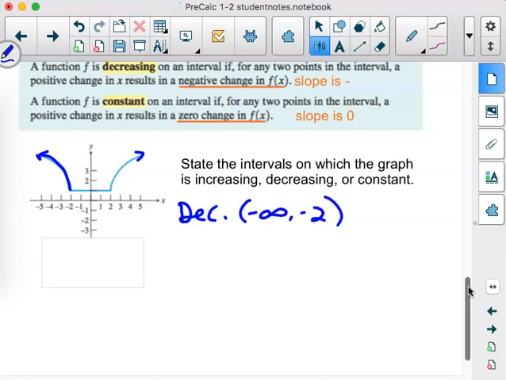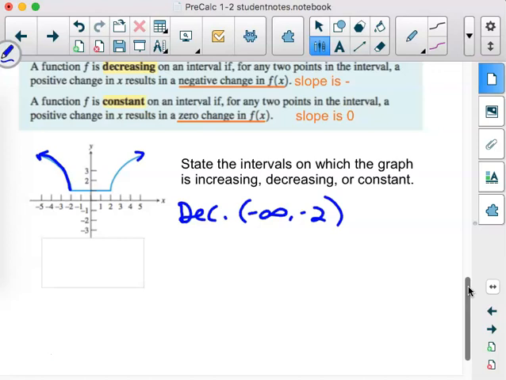Now, intervals are written just like our interval notation, with some exceptions. First, you never have closed brackets on intervals of decreasing, increasing, or constant. And that's because a point cannot be increasing or decreasing. So we always just use the parentheses, our normal brackets that we use whenever we're talking about things that are not going to include our endpoints. So decreasing is from negative infinity to negative 2.